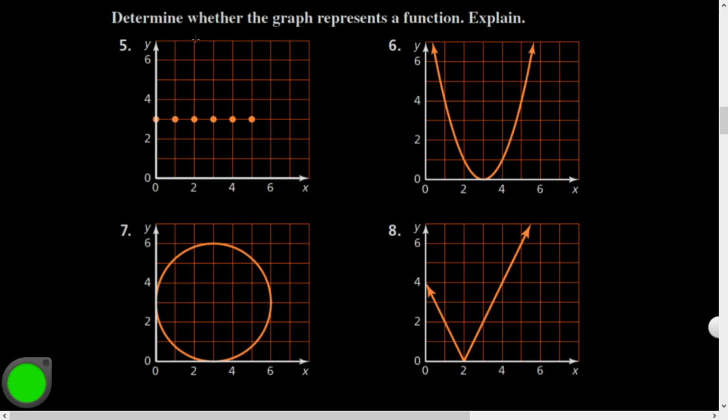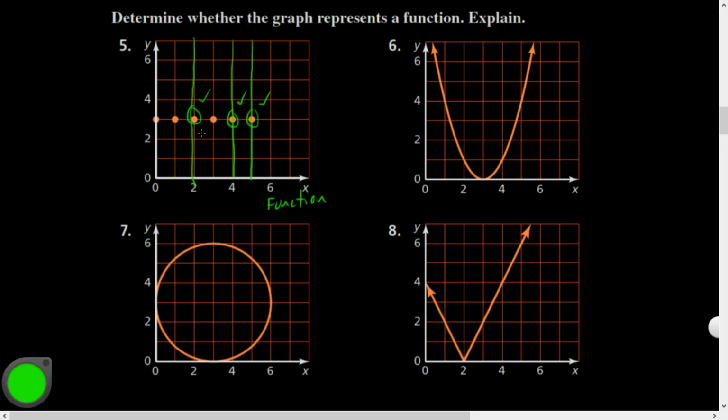A vertical line. Let's see. Here's one. That hits 1 point if I drew it right. Is there ever a vertical line that could hit more than 1? I see a horizontal line that would hit all over the place, but we actually don't mind that the outputs repeat. We just don't want the inputs to repeat. So this one is a function. These are all good.